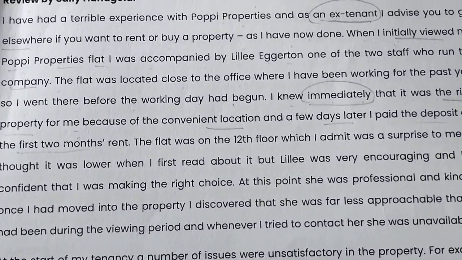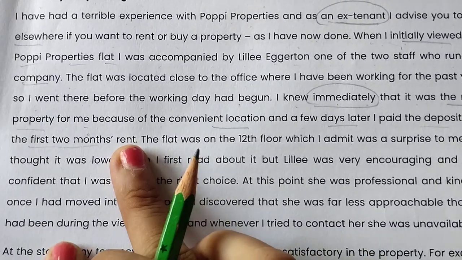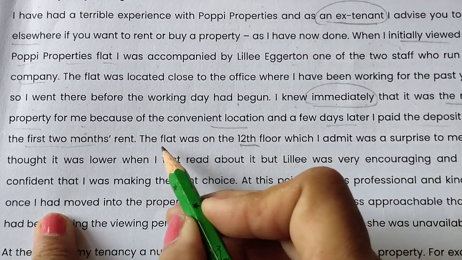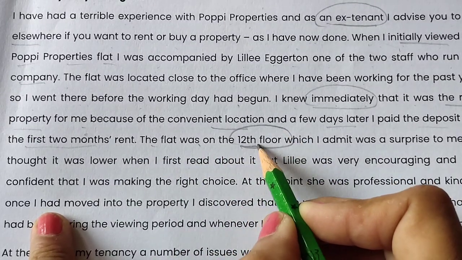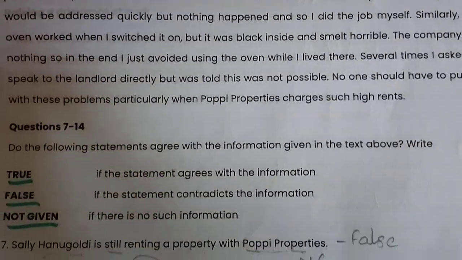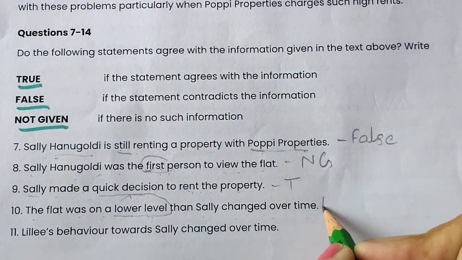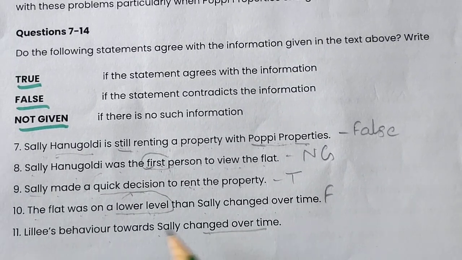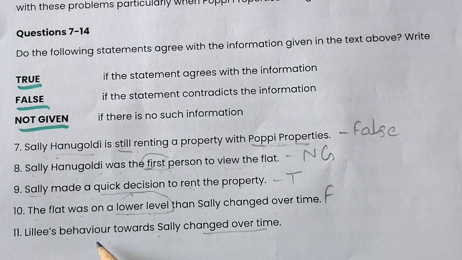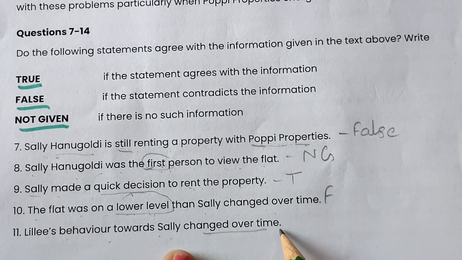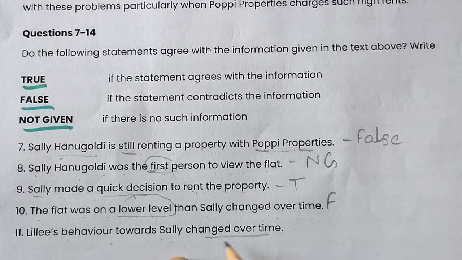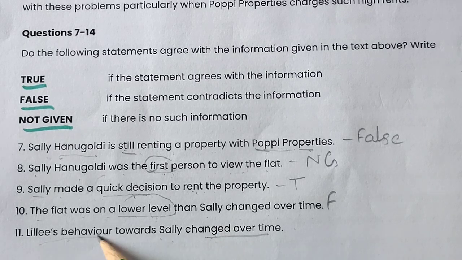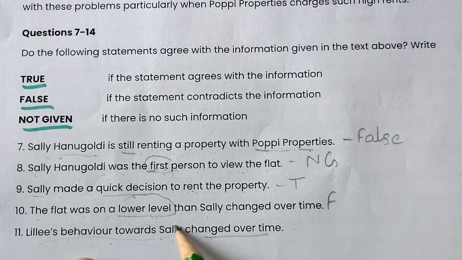Let's look at the statement here, what they are saying. Till here we have, okay, 12th floor. See this, the flat was on the 12th floor. It means this is not a lower level, so the answer is definitely false. Okay, coming to next, 11th: Lily's behavior towards Sally changed over time. If the behavior of Lily changed towards Sally over time, then true. If the behavior did not change over time, then false. If they are not talking about any behavior between these people, then definitely not given.